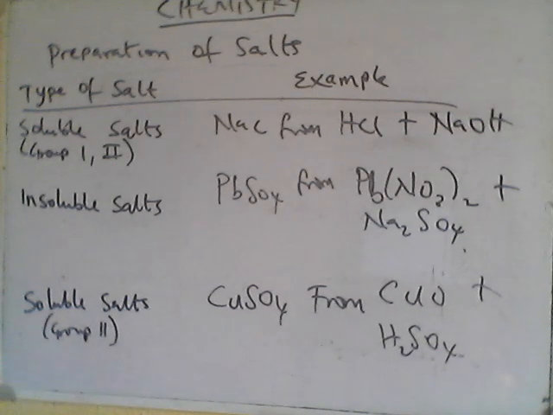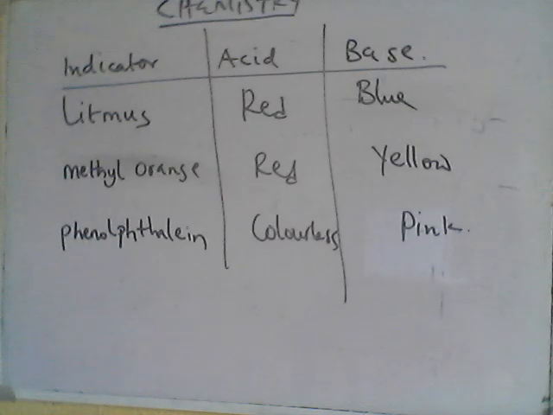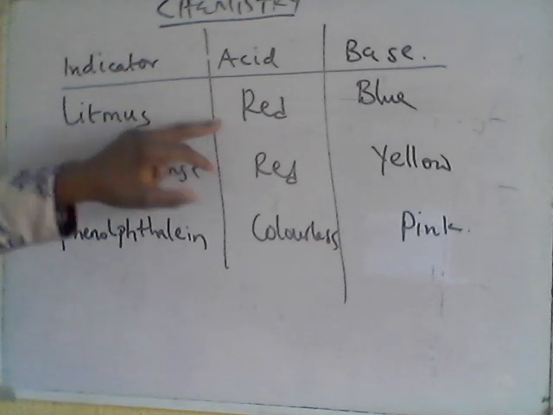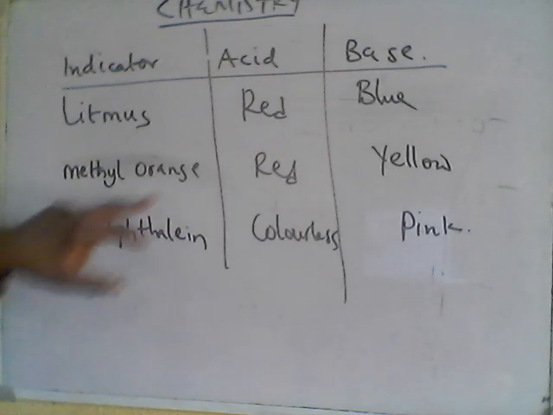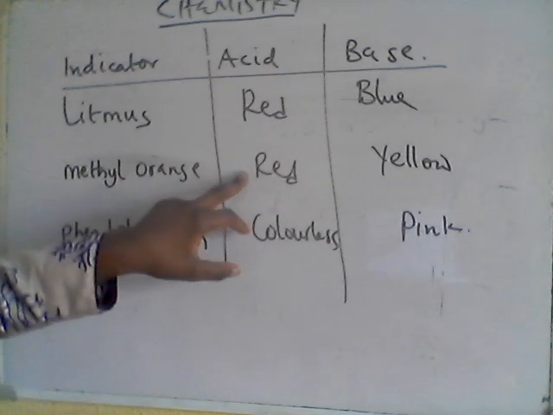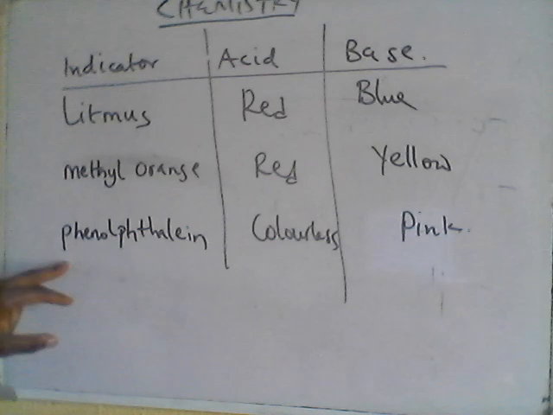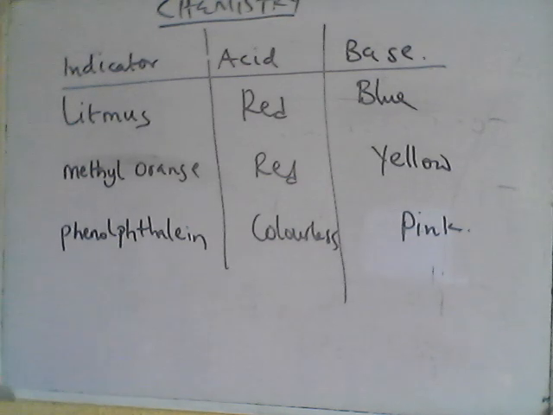Okay, let me put it on the board so that you can see. So these are the indicators that we have: litmus, methyl orange, and phenolphthalein. So these are the 3 kinds of indicators that we have. So for acid, on litmus paper it's red. Once you see red, it means that's acid. And you will see on methyl orange it is red, it is acid as well. On phenolphthalein, if it is colorless, it's acid.